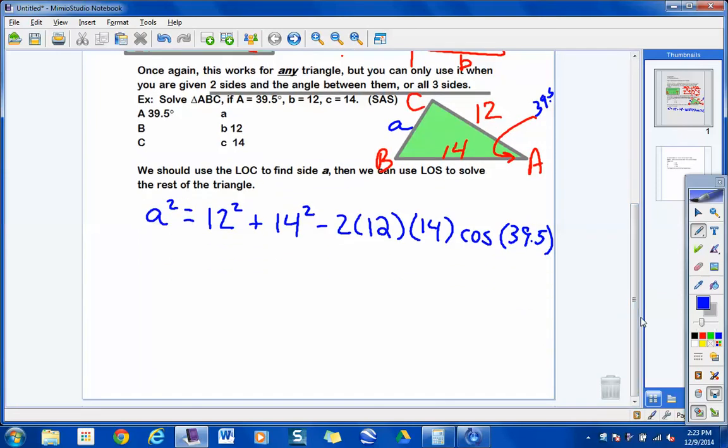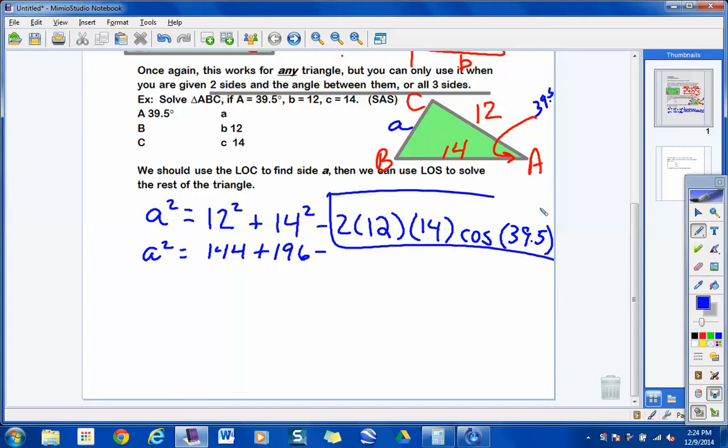All right, here we go. This becomes the following. A squared is equal to 12 squared, which is 144, plus 14 squared, 196, minus, okay, here's how I would handle this part over here. Do I have an angle measure right here? Yep. I would handle this all in one step. I would do the cosine of 39.5 first and then multiply everything out. So go cosine of 39.5.